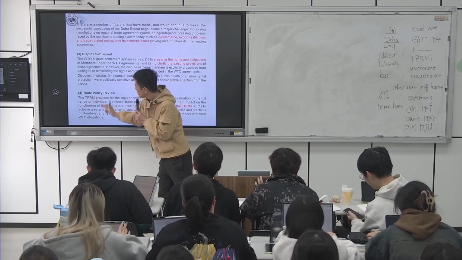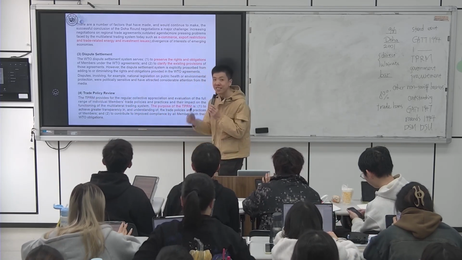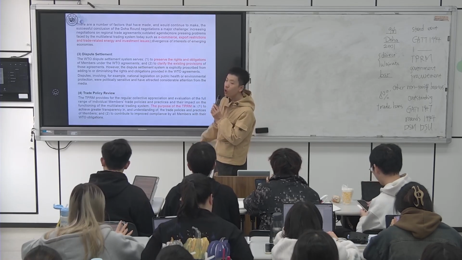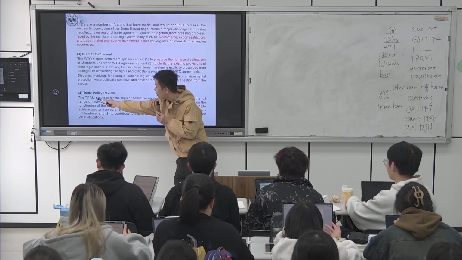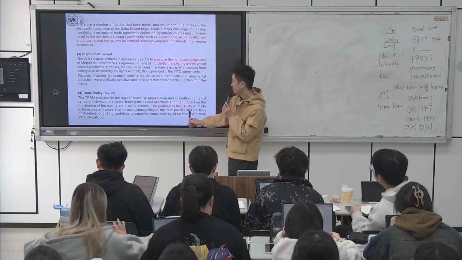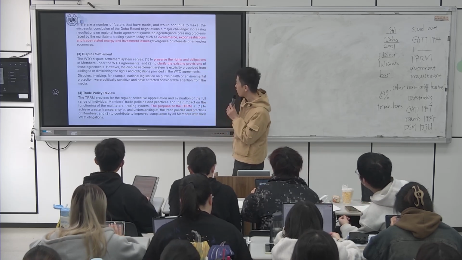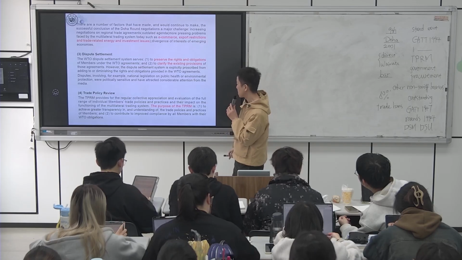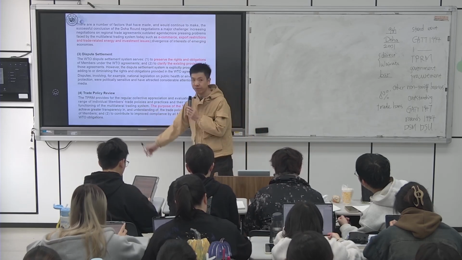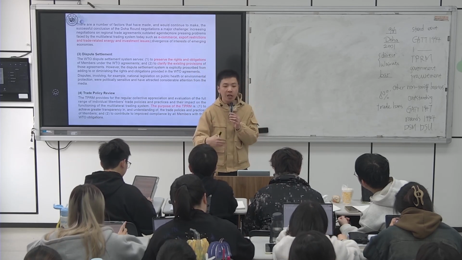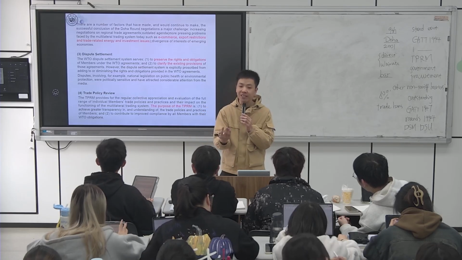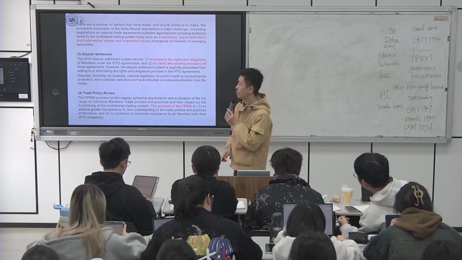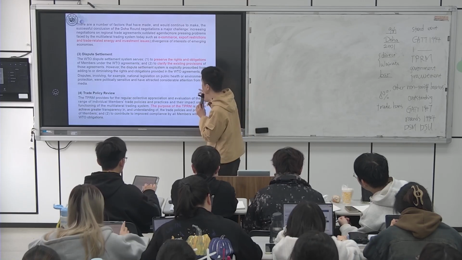The fourth is trade policy review. Just now I asked you a question. What's the function of the TPRM? The purpose of the TPRM is what? Yes. Regular review of the laws and policies of each member. Review. Okay.